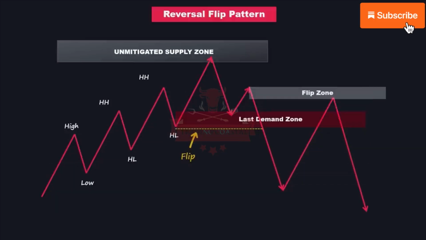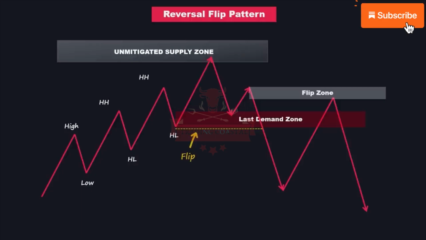In other words, the flip pattern represents a specific type of change in market dynamics where the price reverses and creates a new structure. This pattern is characterized by a distinct rejection from the last demand or supply zone, followed by a subsequent break of that zone, creating a flip zone.